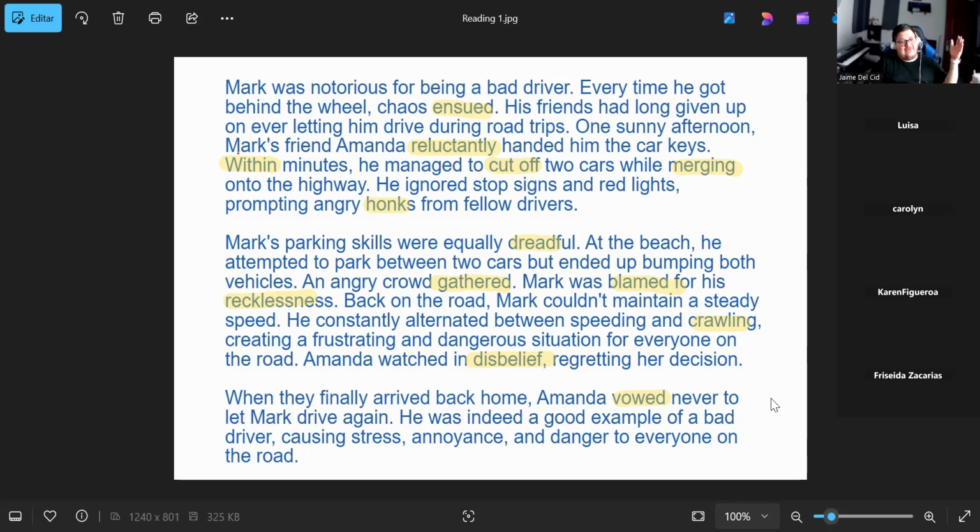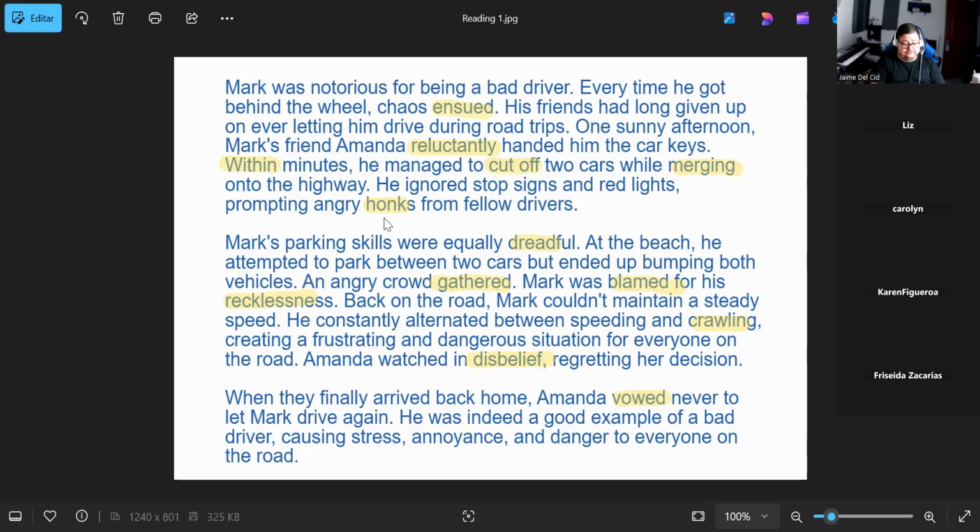Cut off es como metérsele a alguien, atravesarle el carro a alguien. That is cut off. Cut off two cars while merging. Merging is when you're driving and you go from one road to another, como que unirse a la autopista, right? So you enter the highway, basically. And the word honks son los bocinazos, okay? So prompting angry honks from fellow drivers. So Liz, go ahead and read the text for paragraph number 1, please.